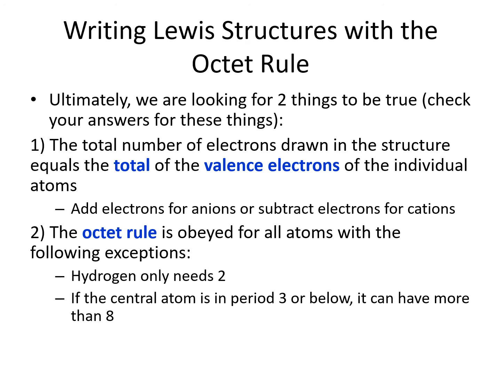The other thing that we need to double check with each structure is that all atoms obey the octet rule. Remember, hydrogen only needs 2 electrons around it instead of 8. Also, we will talk about some exceptions to the octet rule, including when the central atom has more than 8 electrons around it. This will only be able to happen when the central atom is in period 3 or below, and therefore has access to d orbitals.